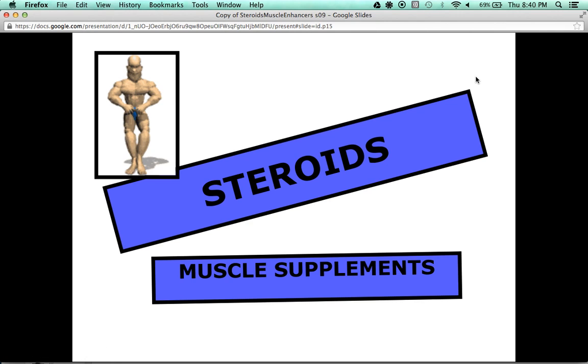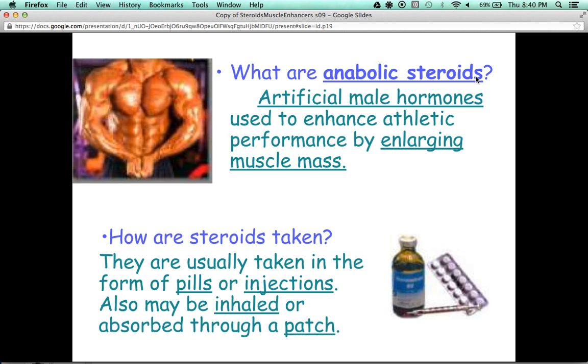So today we're talking about steroids and muscle supplements. So the question is, what are anabolic steroids? And the answer is, they're artificial male hormones which are used to enhance athletic performance or to recover from an injury or to recover from a workout much more quickly. And what does it do? Well, it provides the muscle mass, the enlargements that it needs for it to be able to grow stronger and recover quickly.